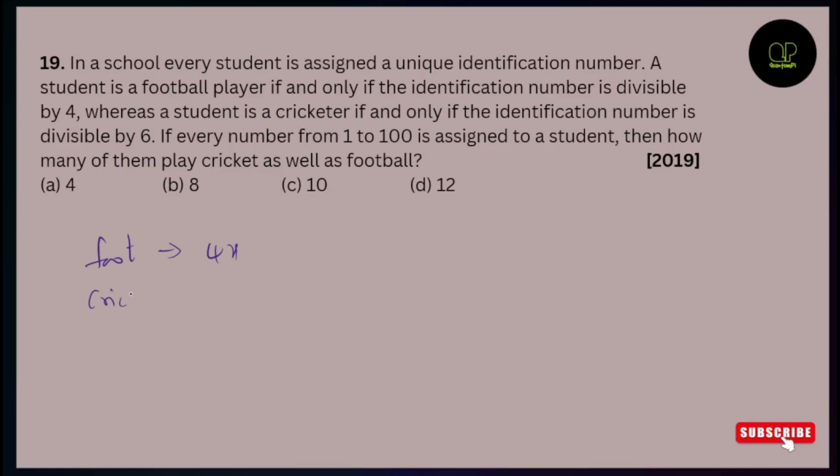Whereas a student is a cricketer if and only if the identification number is divisible by 6. So a cricketer will be a 6 multiple, right? Some 6 multiple. So if every number from 1 to 100 is assigned to a student, then how many of them play cricket as well as football?